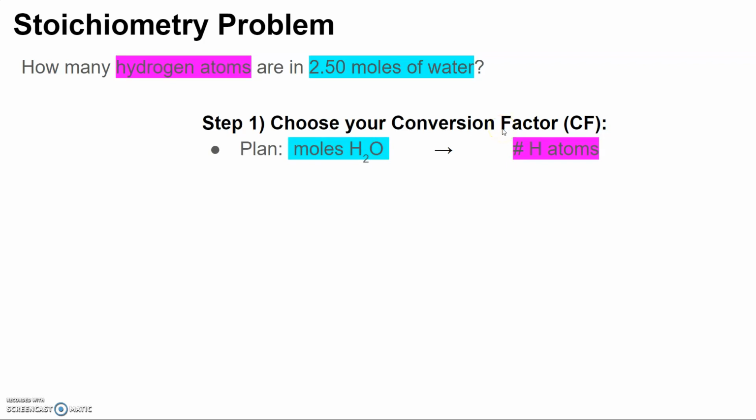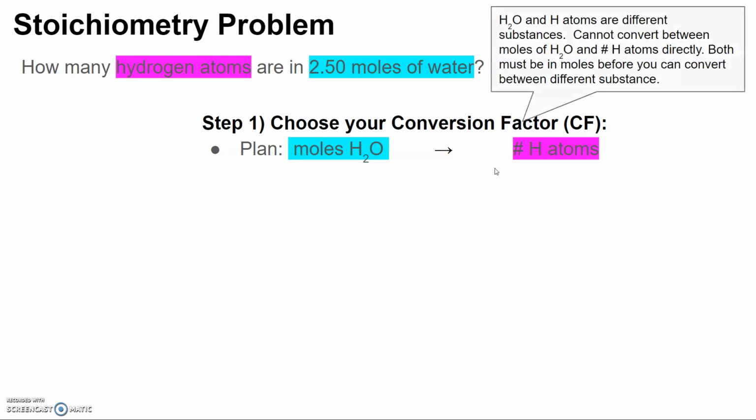Now you may be thinking, oh, okay, so I should just probably get a simple conversion factor to go from moles of water to number of hydrogen atoms. But it's not quite that simple. The thing is that water and hydrogen atoms, they're different substances. And you cannot convert between different substances unless they're both in moles. So in this case, we're going from moles of water to number of hydrogen atoms. They're not both in moles yet.